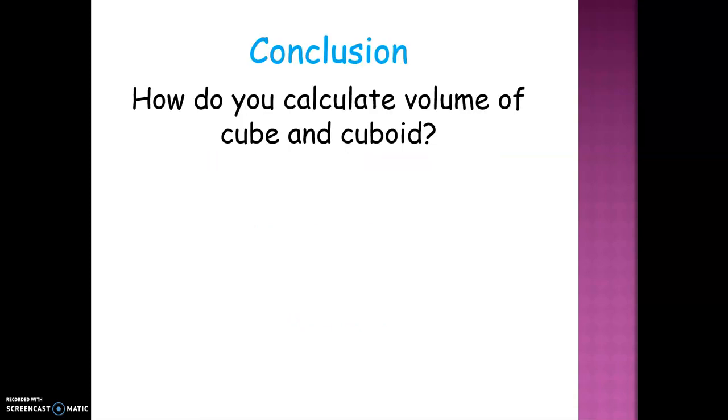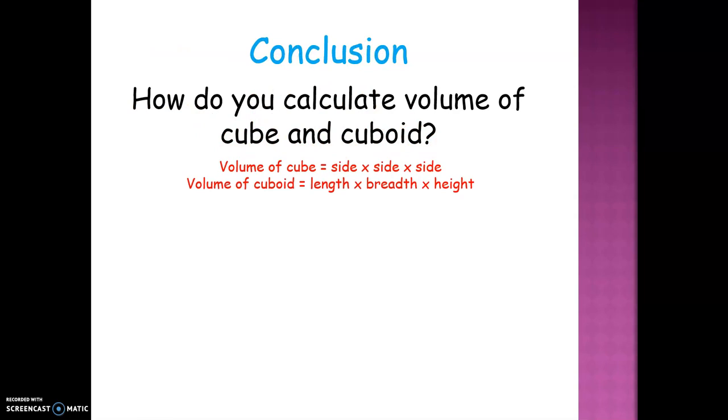Conclusion. How do you calculate volume of cube and cuboid? Volume of cube is equal to side times side times side. Volume of cuboid is equal to length times breadth times height.